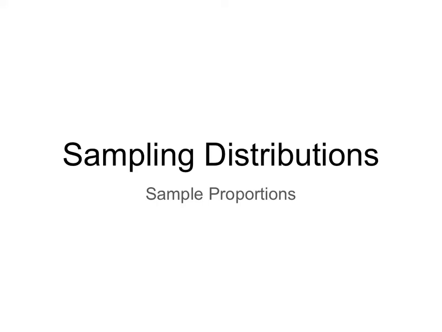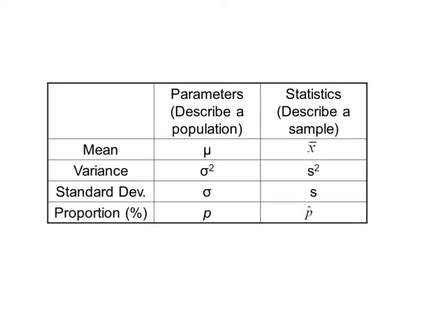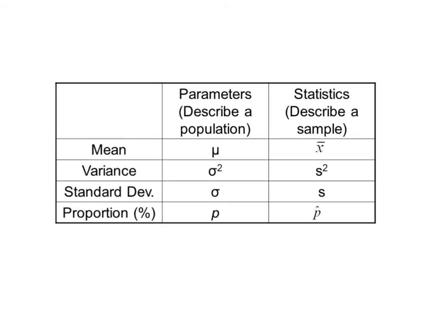Sampling distributions. Today we're going to continue our discussion of sampling distributions, and more specifically, we're going to discuss sample proportions and their sampling distributions. So today we'll be talking about P's and p-hats, and we'll also look at standard deviation. Okay, so that's the notation we'll be using. Remember, p-hat is a sample proportion, and p is a population parameter.